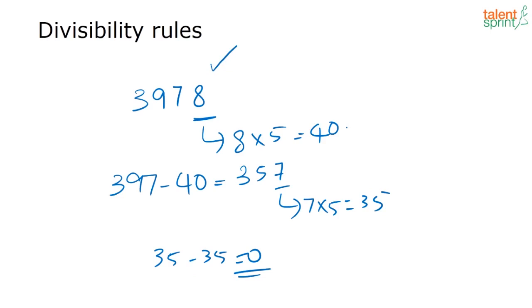Now let's move on to the next one. Again 18 means you can again check 9 and 2. If it is divisible by 9 and 2, then the number is divisible by 18.